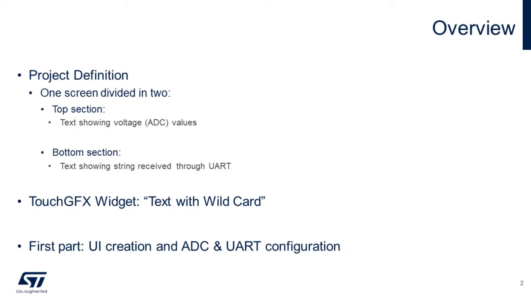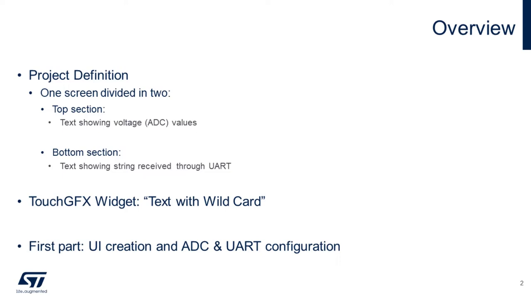This video is the first part of two short videos where we will explain how to use the text wildcards. Text wildcards are used when the text needs to be changing live or while the application is running. The project will be a screen. On the top, two texts with wildcards showing a voltage value. On the bottom, a text sent through UART.